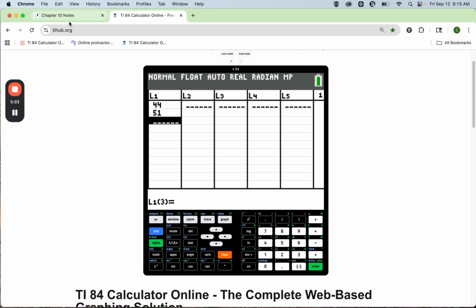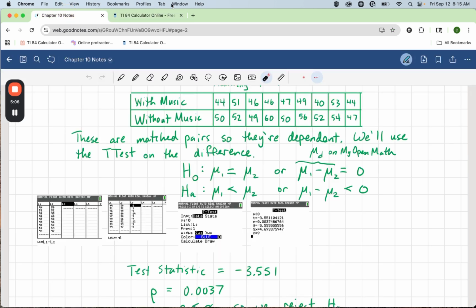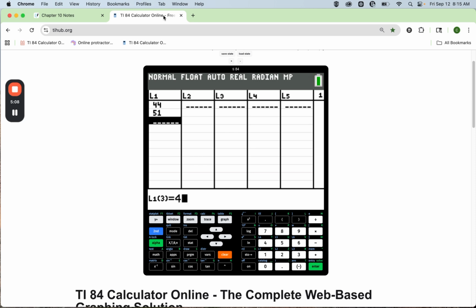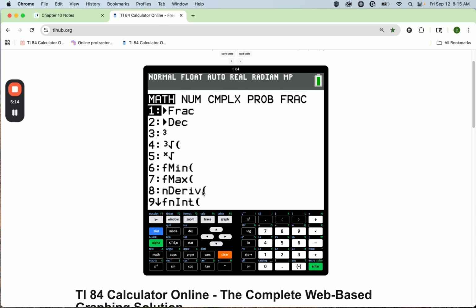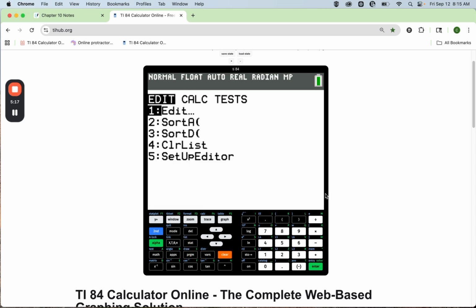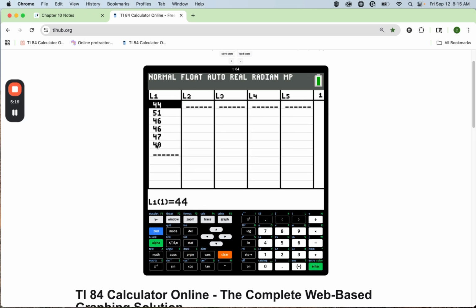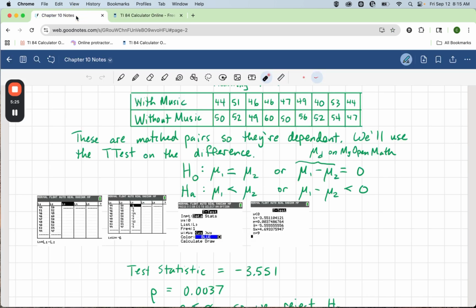Oh, I forgot the next two already. 46, 46, 47, 49. So 46, 46, 47, 49. Oh, shoot. I just hit a bad button. So this one down here has got to be 49. And then let's see what are the last three.